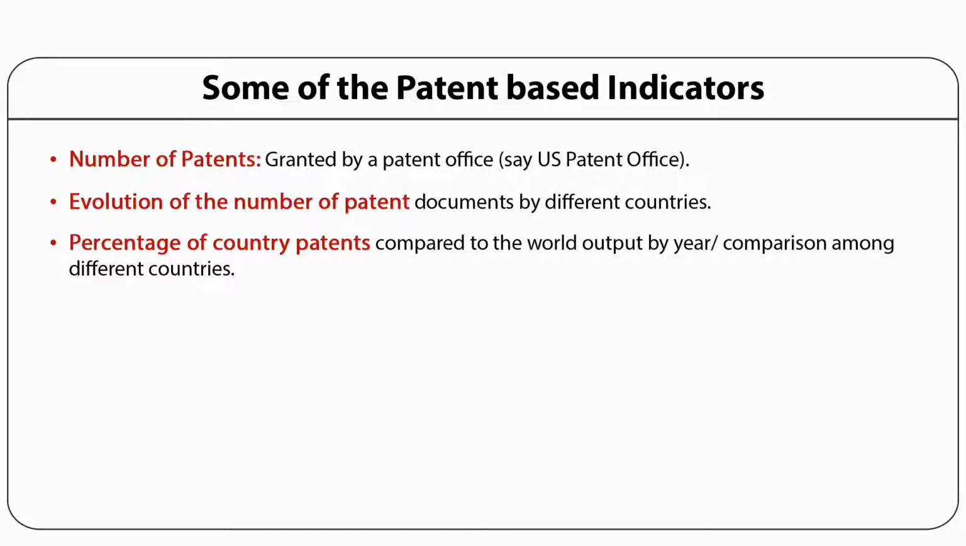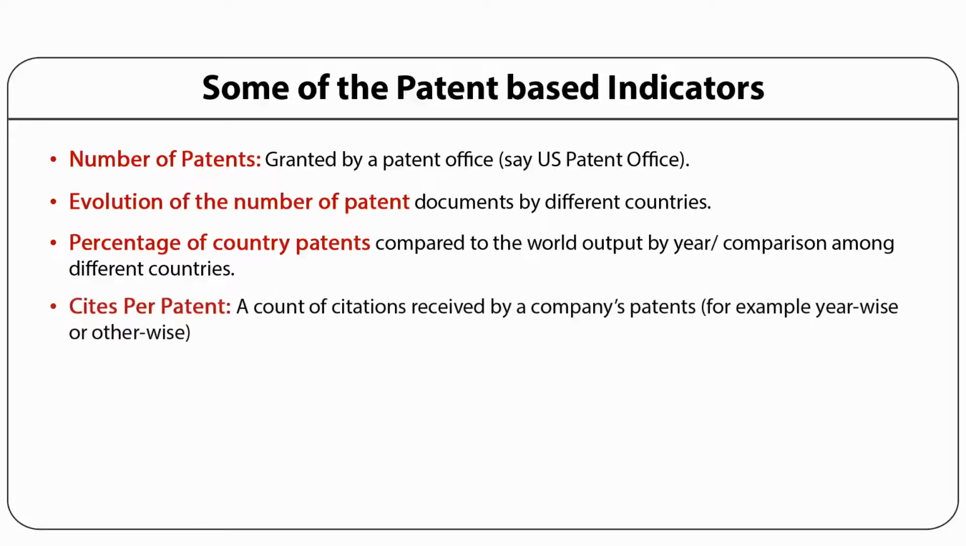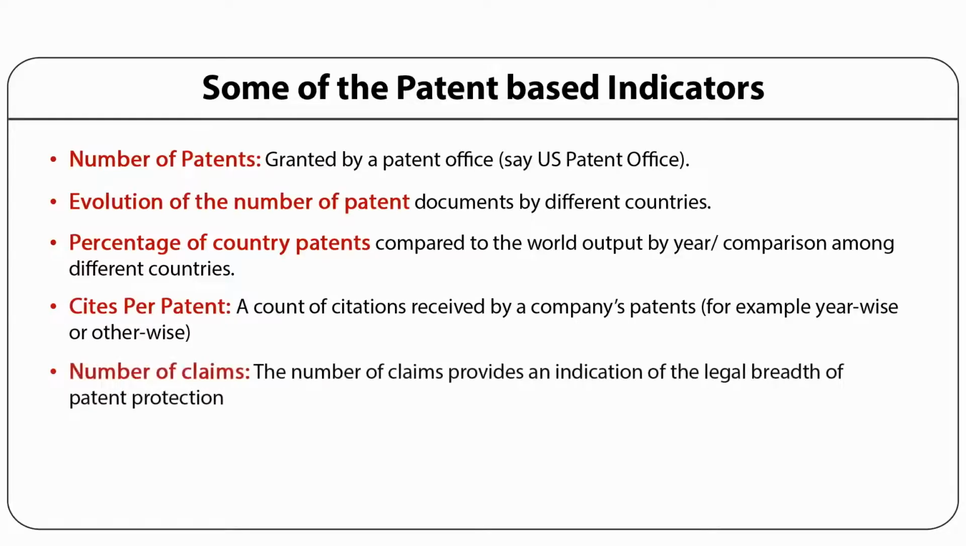As you know, similar to our research papers, where a large number of citations tells us about the importance of a research paper, here also if a patent is cited subsequently by a large number of patents, it shows the importance of that particular patent for the technology in question. And here we can look at the count of citations received by companies' patents or a research unit, year wise or otherwise. Number of claims provides an indication of the legal breadth of a patent protection.